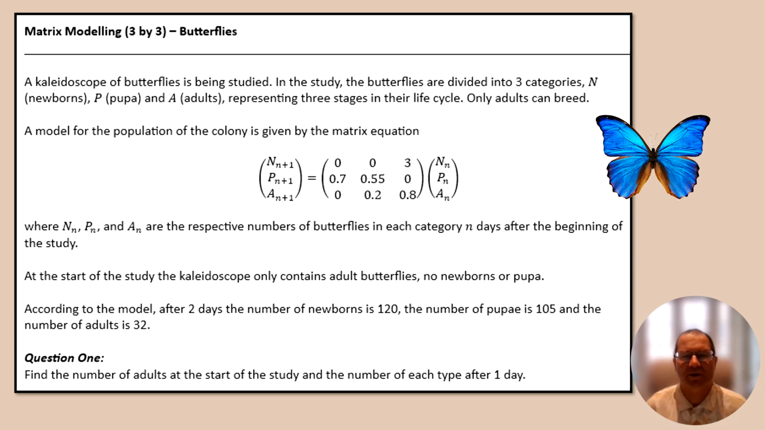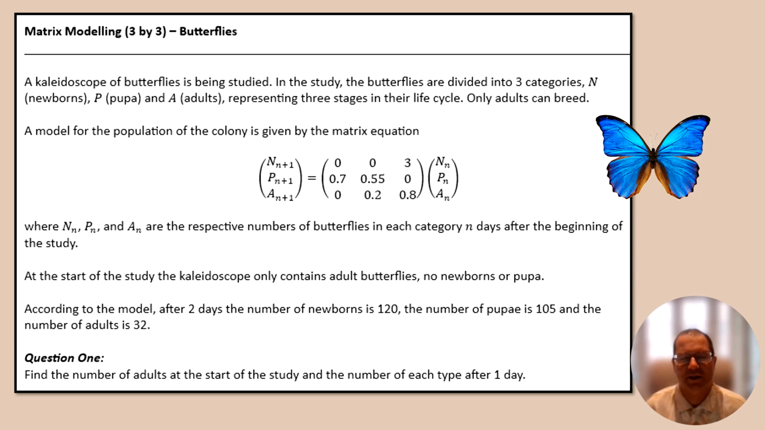In the study, the butterflies are divided into three categories: N, newborns, P, pupa, and A, adults, representing three stages in their life cycle, and only adults can breed. A model for the population of the colony is given by that matrix equation, where Nn, Pn, and An are the respective numbers of butterflies in each category n days after the beginning of the study.